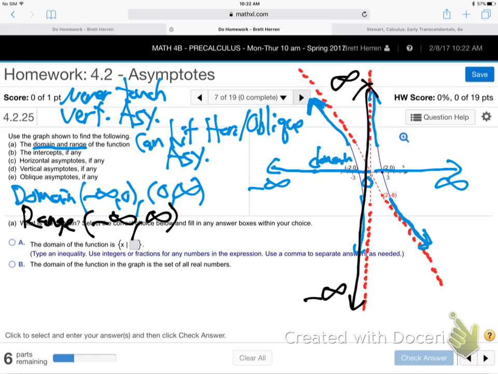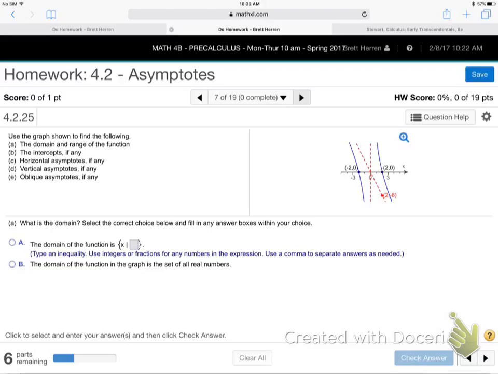Okay, what are the intercepts? Where does it ever hit the axis? This thing's a big mess. Let me get a fresh one. All right, so intercepts. Oh, that's just right on the graph, huh? They're right there for us. So (2, 0), (-2, 0). That was nice. There are the intercepts.